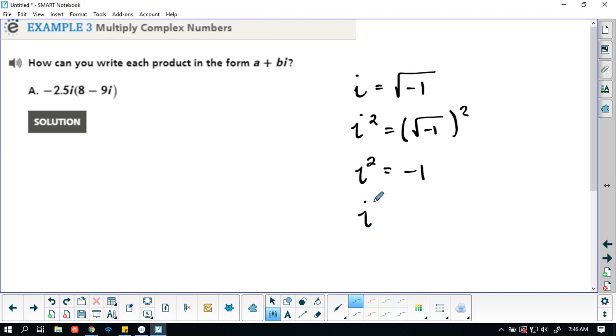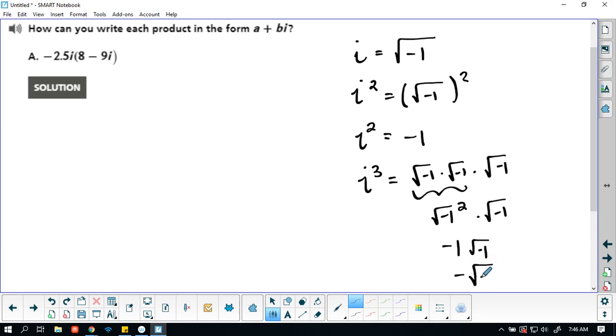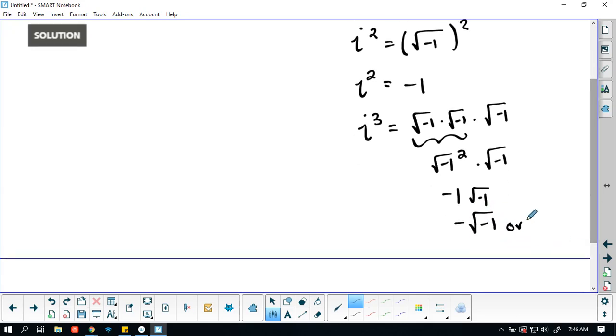Now, if we're doing i cubed, this is like saying the square root of -1 times the square root of -1 times the square root of -1, where this is basically the square root of -1 squared times the square root of -1. And we already saw that the square root of -1 squared is just -1. So we get the negative square root of -1, or, I know, long math here, the negative i.